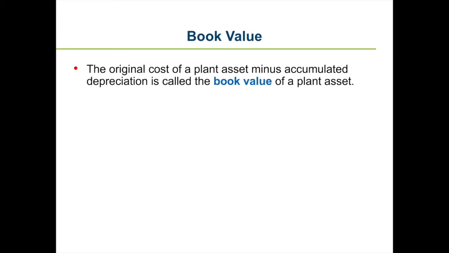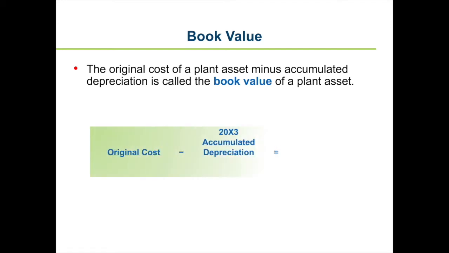Next is book value. The original cost of the plant asset minus accumulated depreciation is called the book value of the plant asset. The book value is calculated by subtracting the accumulated depreciation from the original cost of the asset. So you take your original cost of $2,500 minus the depreciation after 3 years of $1,200, and your book value after the third year is your lighted display case is now worth $1,300.